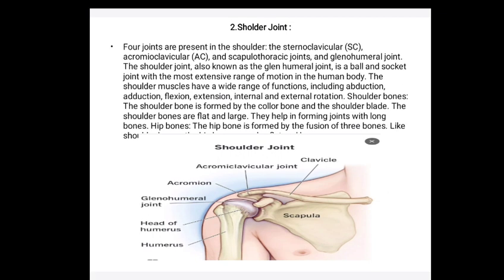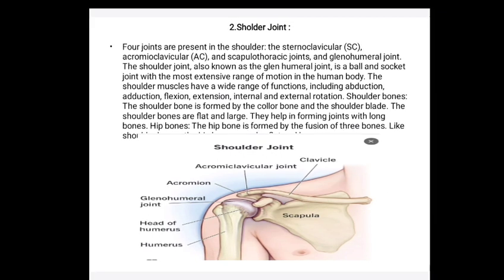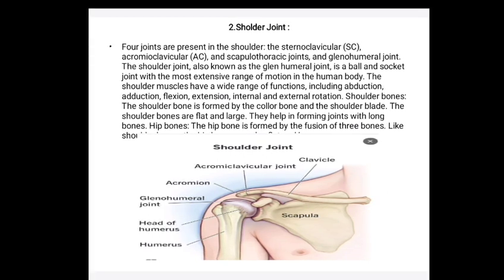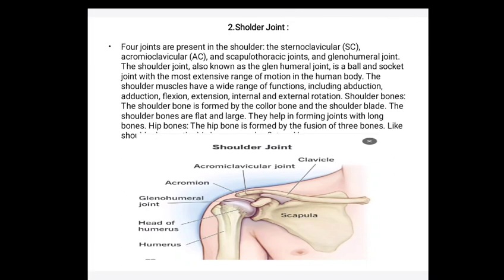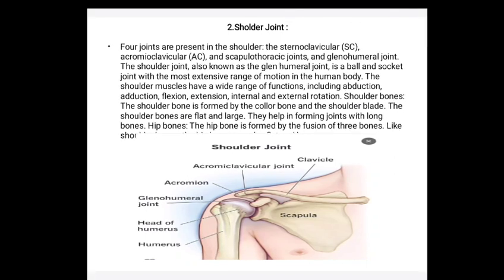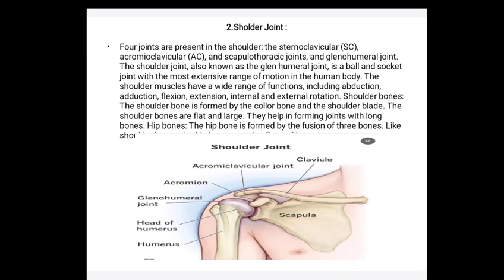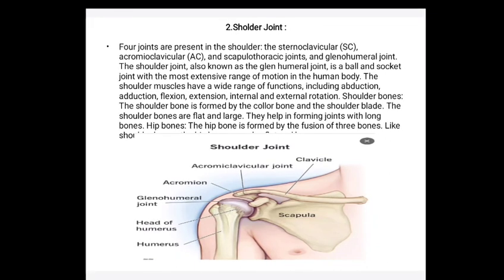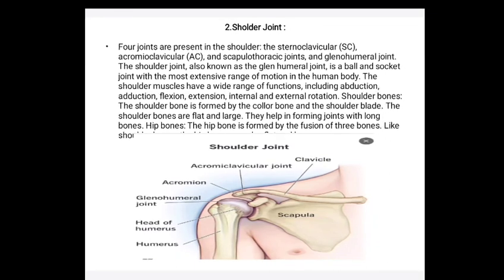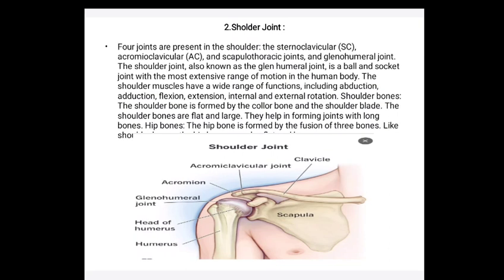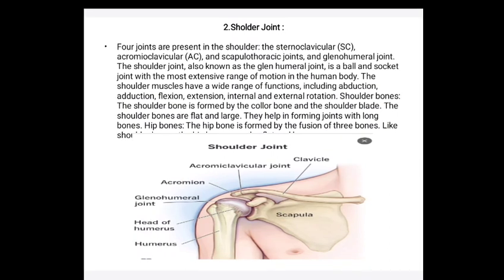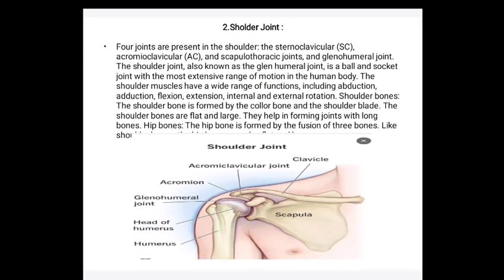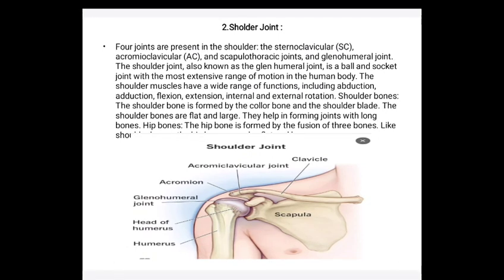Question number 2. Shoulder joint. There are four joints present in the shoulder. Number 1, sternoclavicular, acromioclavicular, scapulothoracic joint and glenohumeral joint.